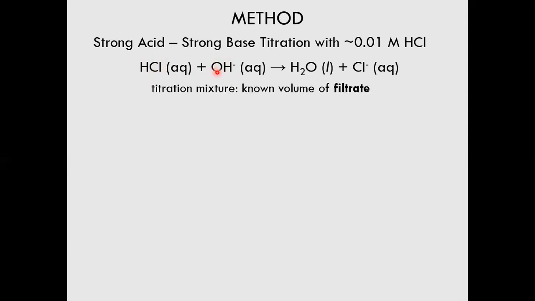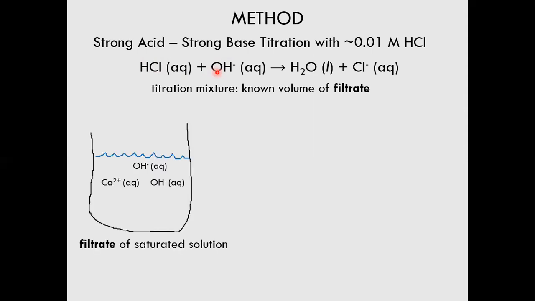Our titrated mixture will begin with a known volume of the filtrate of the saturated solution. So in other words, we're going to first filter our saturated solution to remove the solid form of the substance. In this way, we get a sort of snapshot of what the concentrations of the calcium ions and hydroxide ions were in that saturated solution.